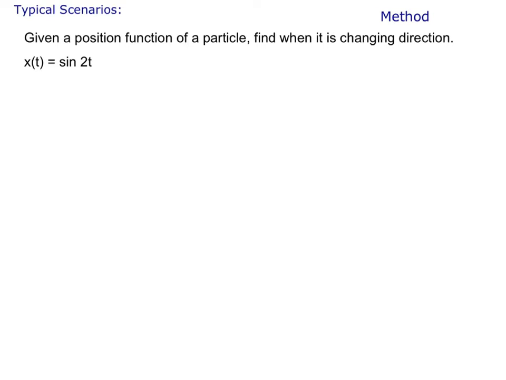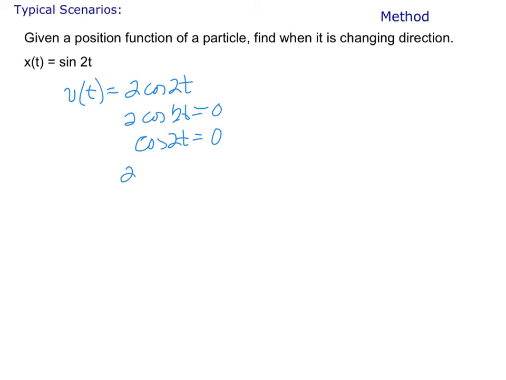The next scenario is when you're given the position function, find when it is changing direction. So what we need to do is find where the velocity is equal to 0 and see if it changes signs on either side of that. So let's find the velocity. That's going to be 2 cosine 2t. If we set that equal to 0, we get cosine of 2t equals 0. Cosine is equal to 0 at pi over 2 and 3 pi over 2. So if we multiply by 1/2, we get pi over 4 and 3 pi over 4.